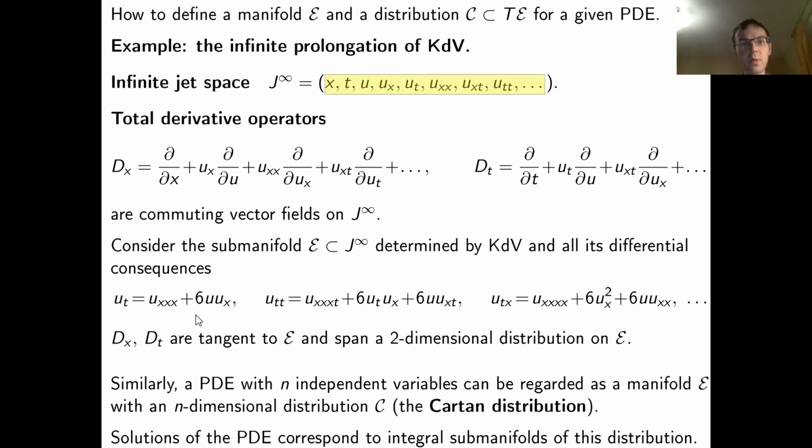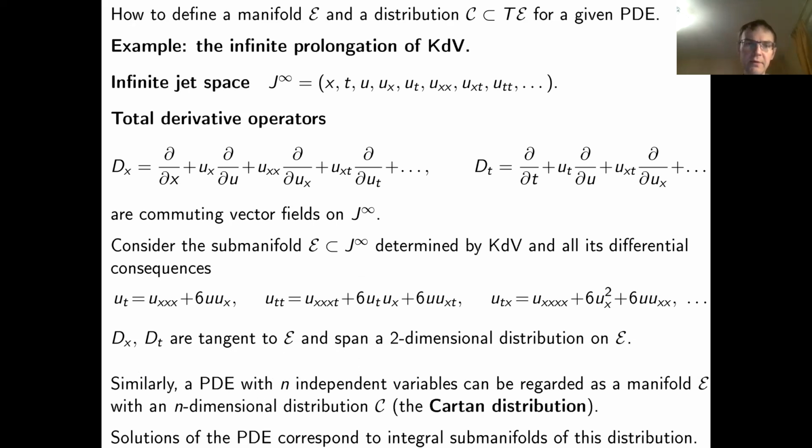So we can consider the algebraic variety here in this space determined by this infinite collection of algebraic equations, and this algebraic variety turns out to be a non-singular manifold, and the vector fields dx and dt are tangent to this submanifold E and span a two-dimensional distribution on it called the Cartan distribution.